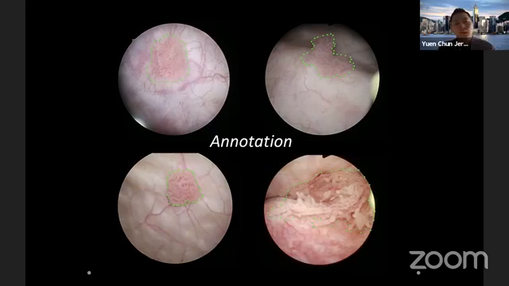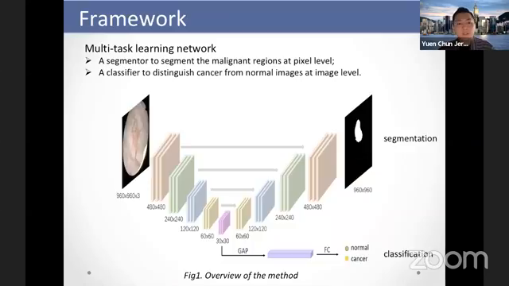So this is what we call annotation. It can be annotation on anything abnormal here. And then subsequently, you want to develop an algorithm. Of course, there are many different ways of doing it. In our way, it's relatively simple. We use a segmenter to segment the different regions at pixel level.